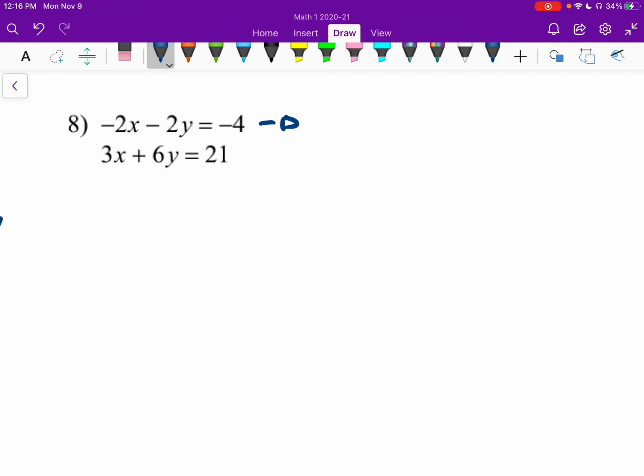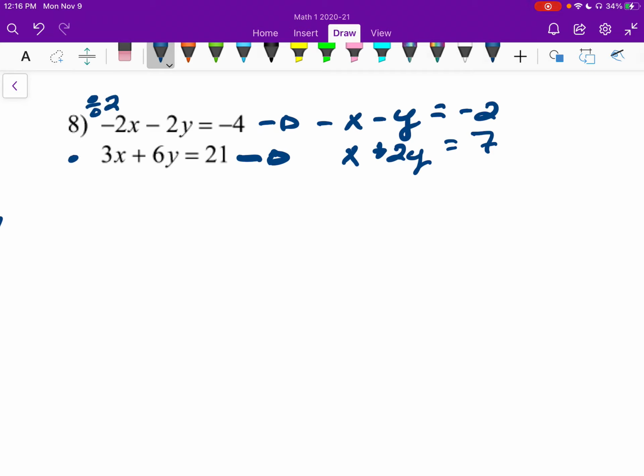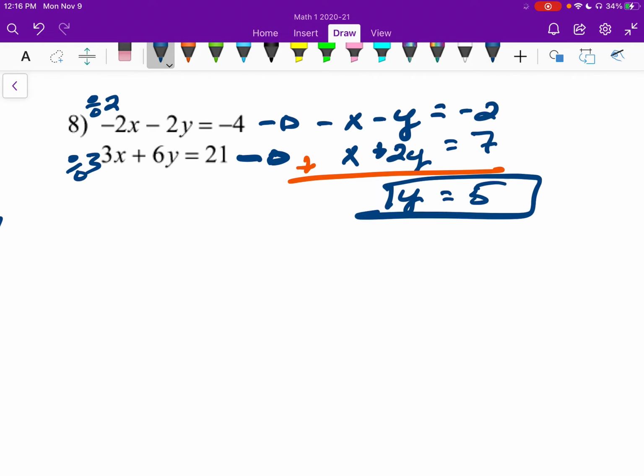So it's going to turn into -x minus y is -2. The bottom one we could divide out a 3, right? Everything has a 3 in it, so this turns into x plus 2y equals 7. Right? I divided by 2 and I divided by 3. Now we can use elimination really nicely. I add these up and the x's cancel, I'm left with 1y equals 5. That's awesome. There's our answer.